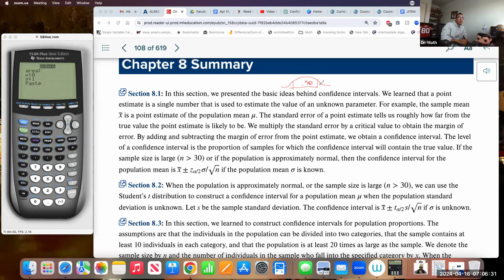But there's two tails, so what I'm going to do is take that 10% and divide it by 2. So that's where the alpha divided by 2 comes in. So this is 0.05, which is 5%. That means each one of these tails is 0.05 and 0.05.